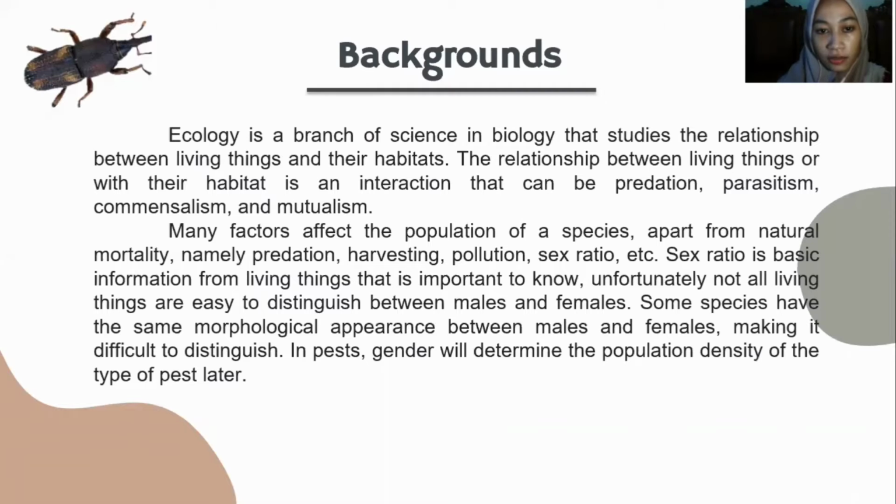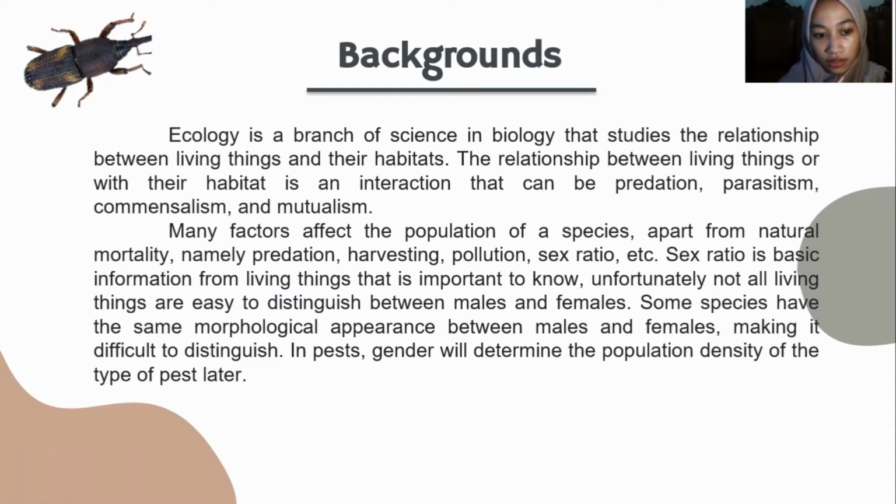Background. Ecology is a branch of science in biology that studies the relationship between living things and their habitats. The relationship between living things or with their habitat is an interaction that can be predation, parasitism, commensalism, and mutualism. Many factors affect the population of a species apart from natural mortality, namely predation, harvesting, pollution, sex ratio, etc. Sex ratio is basic information from living things that is important to know.